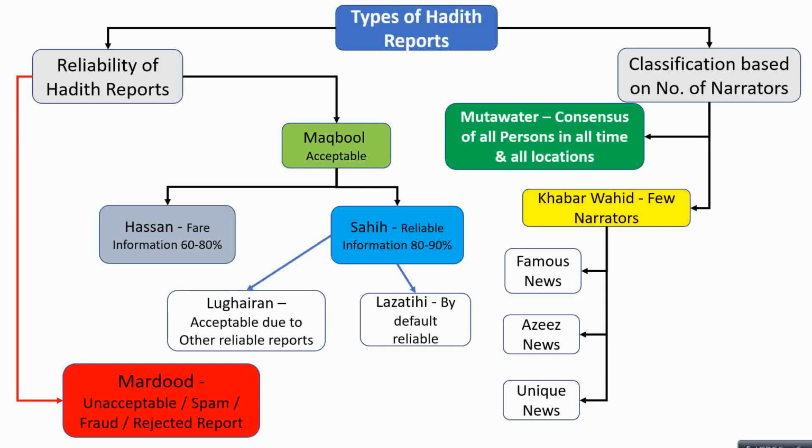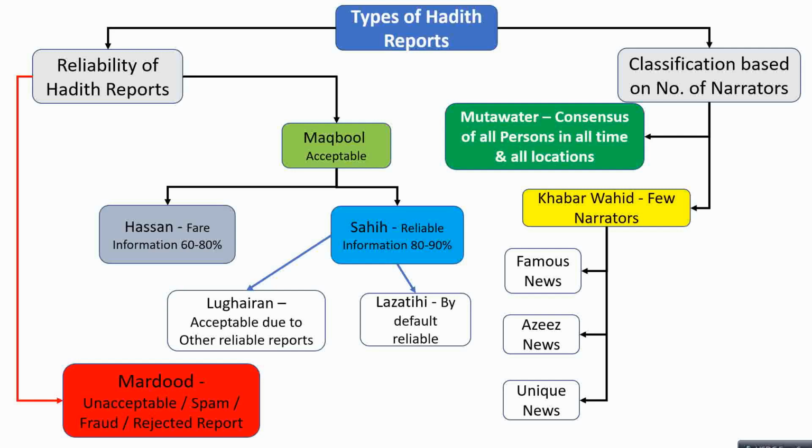You know that we have studied the types of Hadith reports. On the left side you can see the reliability of Hadith reports. The red color is mardud. Mardud means unacceptable, fraud, spam reports, which are negative. Maqbool means acceptable reports, which are sahih. Sahih means reliable information, from 80 to 90%, like this.